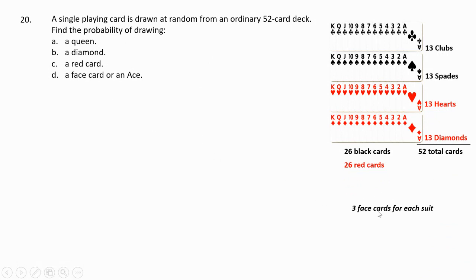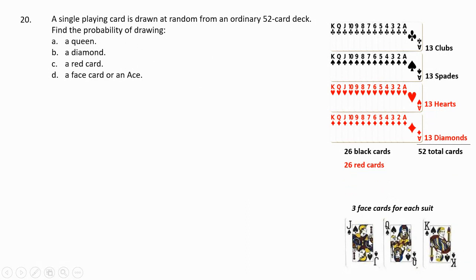Also, what are face cards? Face cards are the cards that have a face. These are called face cards. So there's 3 face cards for every suit. For example, there's three clubs, 3 spades, which is the king, the queen, and the jack. There's 3 face cards for the hearts and 3 for the diamonds. Okay, now let's do the answer for A.